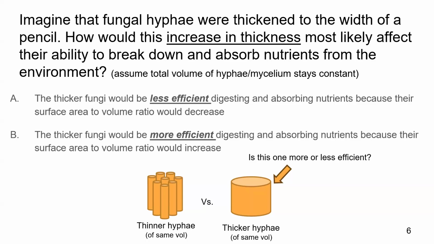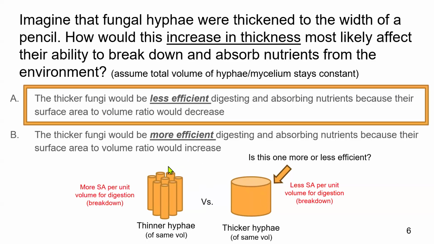Going once, going twice, 3 times. So 93% are saying A, the thicker fungus is going to be less efficient than this one with lots of thin fungi that have the same overall volume. And that is the correct answer.